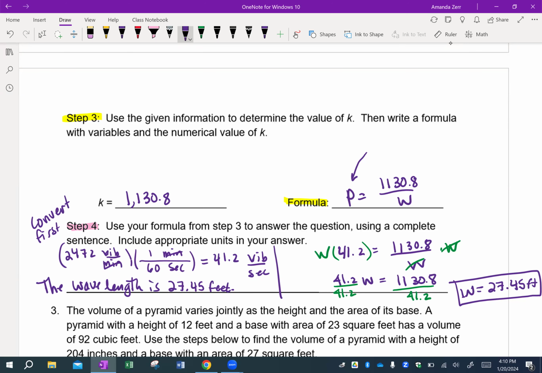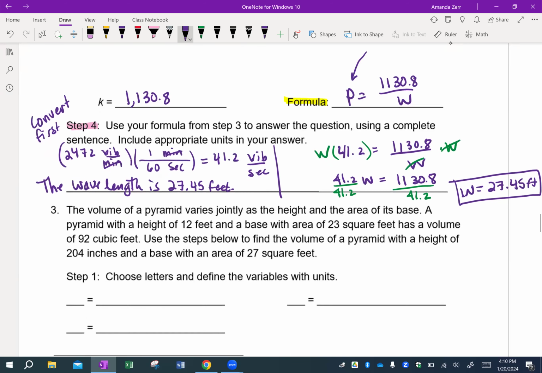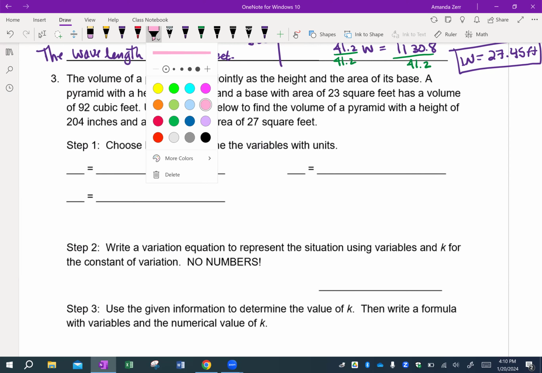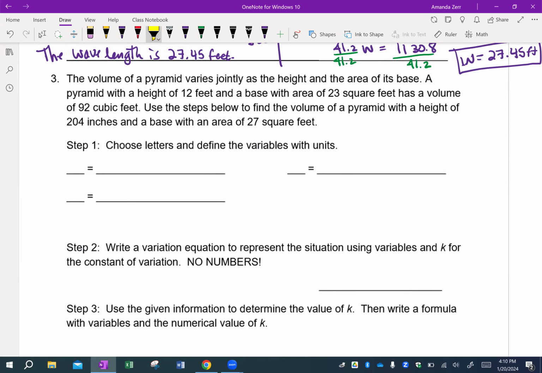All right, let's do this last one together. So the volume of a pyramid varies jointly. Okay, that's the story. It's about volume, and it's varying jointly. So there's a couple different things going on, and it's varying with the height and the area. Okay, so let's give ourselves some variables.